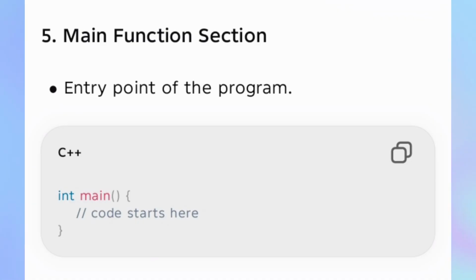Next one is the main function section. It is the entry point of the program. int main open bracket is the main method. It is called like a function name. Put the semicolon based on the statements inside the main method. It will execute in sequential order.